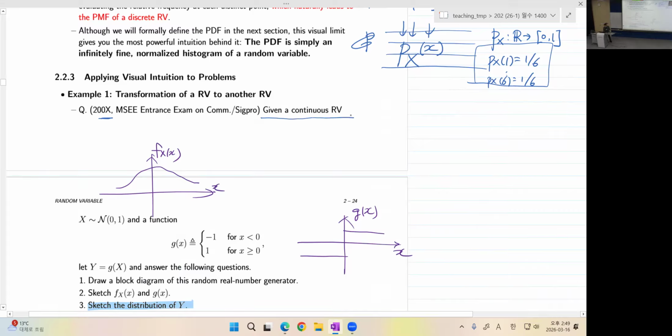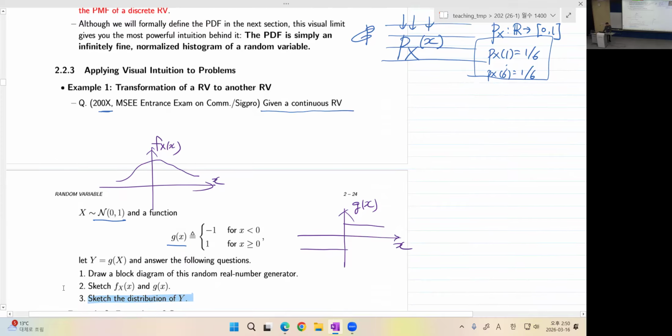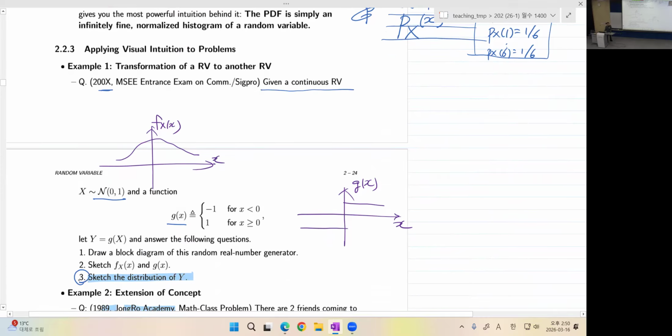Given a continuous random variable, Gaussian. You know what this is, right? And you have a function, g, and here goes 3 problems. Actually, only this one was given in the first year. Amazingly, there were too many wrong answers. So probably a few years later, I put more sub problems. So let's try to solve it.